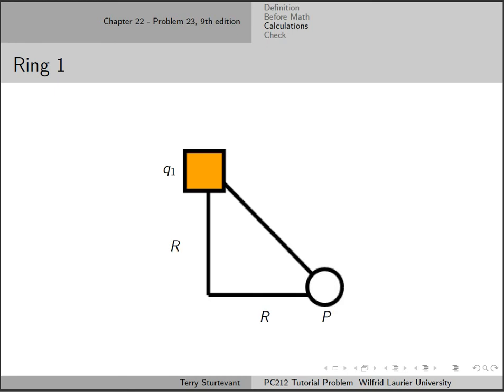So here we have the first ring. We have point P, charge Q1, the radius of the ring is r, and the distance from P to the center of the ring is r. That means that by the Pythagorean theorem, the distance from P to Q1 is the square root of r squared plus r squared. And we can call this angle theta 1.